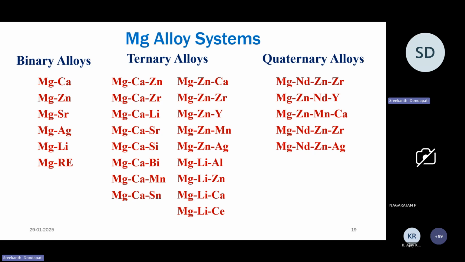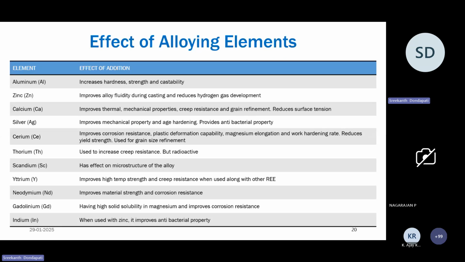All these alloys have been widely researched, and we have chosen these kinds of elements because every alloying element has a particular property which it improves by alloying. For example, if you take aluminum, it increases hardness, strength, and castability.